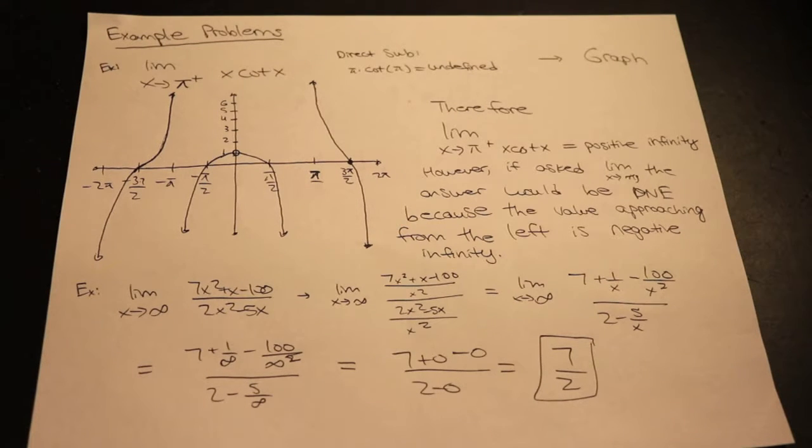Limit as x approaches infinity of that function. Well, direct substitution doesn't seem to work, so why don't we move in and we want to divide by x squared on both the numerator and the denominator. And when we do that, we get (7 plus 1/x minus 100/x squared) over (2 minus 5/x). And we can use our direct substitution, plug in our infinity, and we will get 7 over 2 as our final answer.